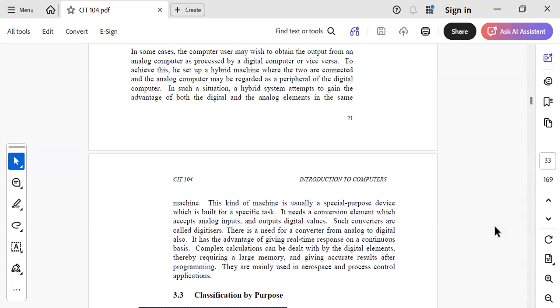The topic sentence is not at the end. That's number one. And the method used, okay. Can I still try? All right, you see there. This part, they said this kind of machine is usually a special purpose device which is built for a specific task. That is just an explanation. It's not the topic. The topic sentence is one single statement.